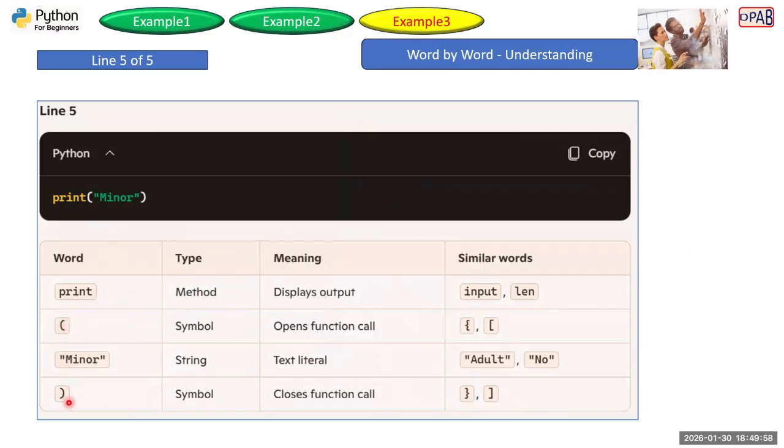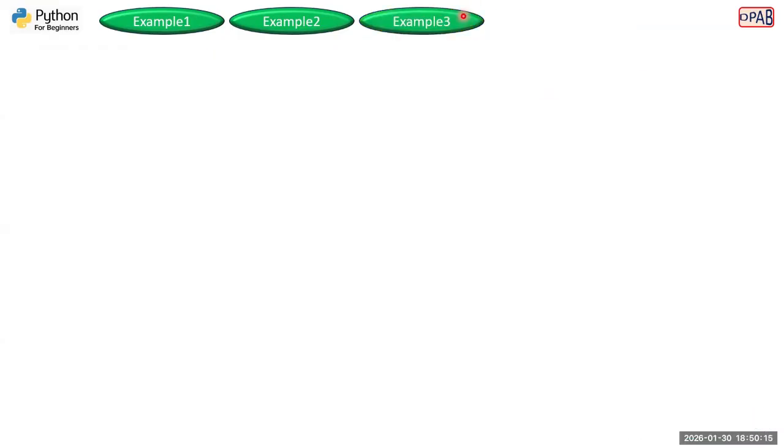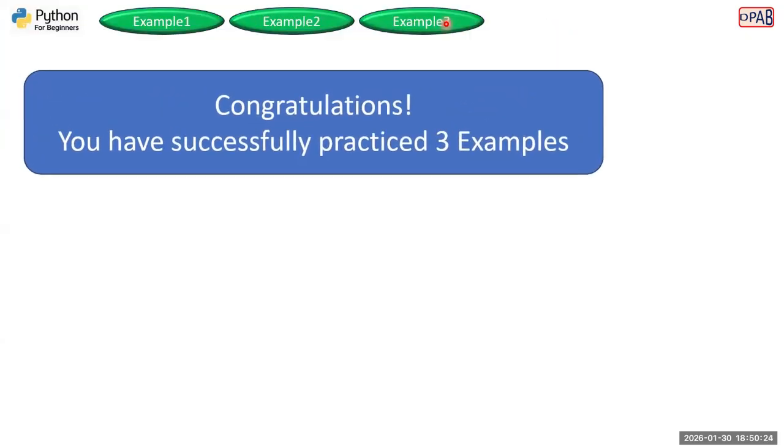Then this is open bracket, closing bracket. We are aware, opens the function call, closes the function call. And minor within the double quote, it's a string object. You can just use it. So with this, example 3 is also over. Okay, I hope you have just enjoyed this. Now this example 3 is yellow color here, and now it is in green color. So example 1 is completed, example 2 is also completed, example 3 is also completed. Like this, I will keep on posting some more examples also as a beginner.